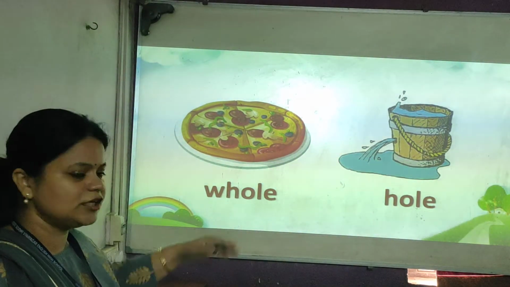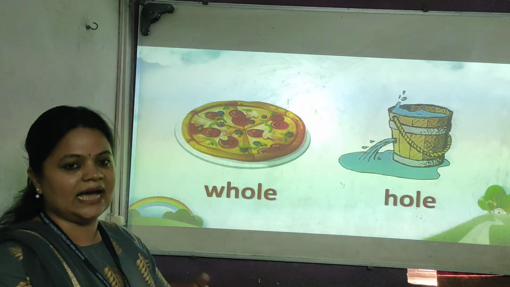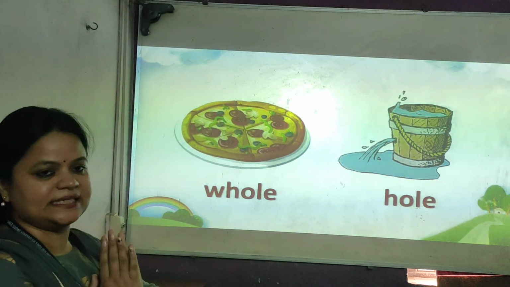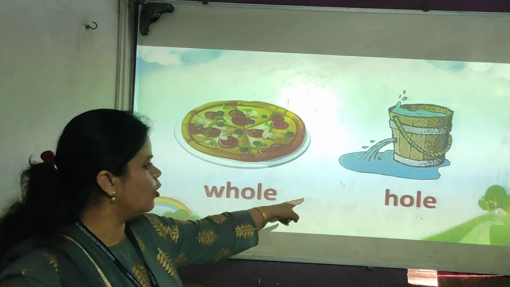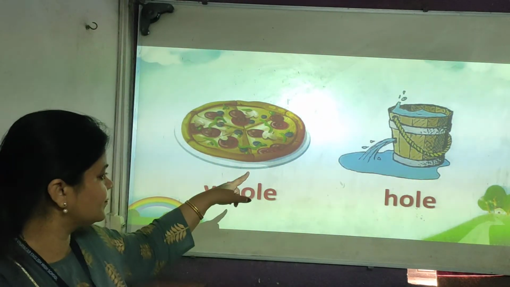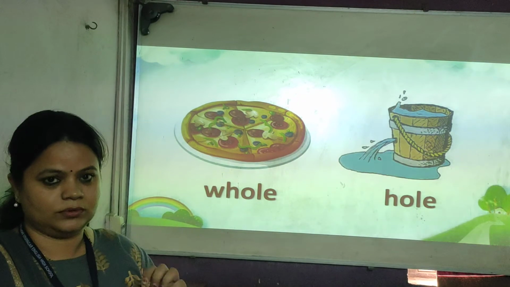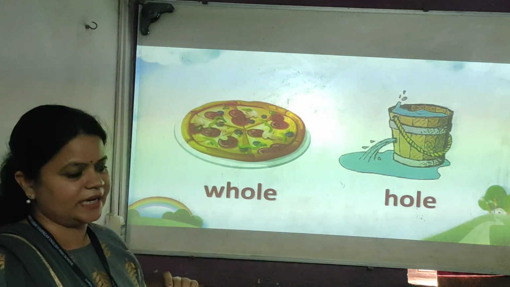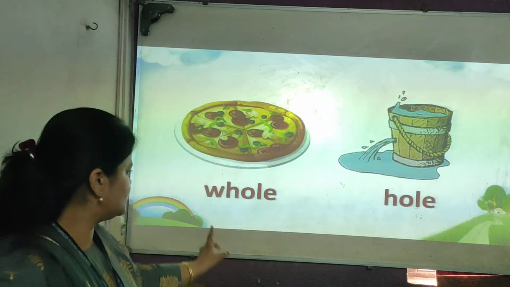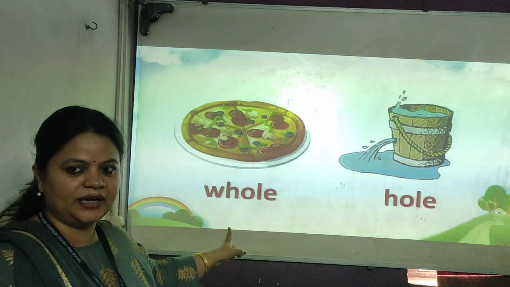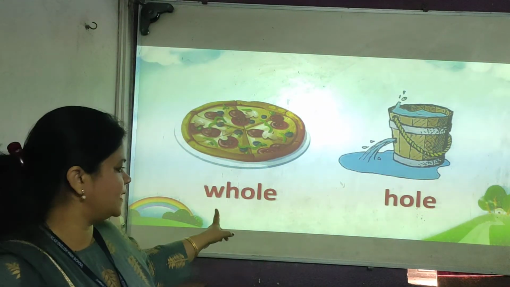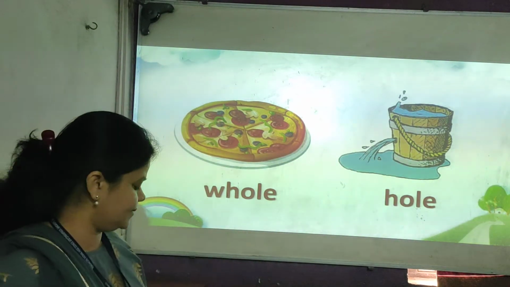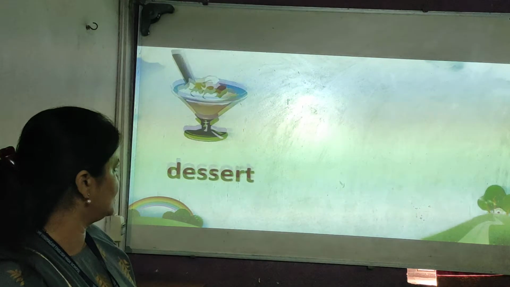This "whole" means full pizza. I like to eat the whole pizza. And then "hole" means a small hollow opening in the bucket. So when you read both words, they sound the same, but their meaning and their spelling are different. We'll see the next one.